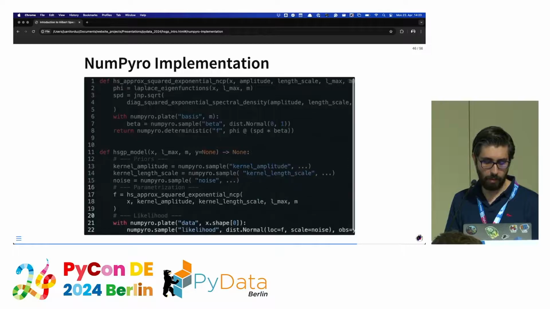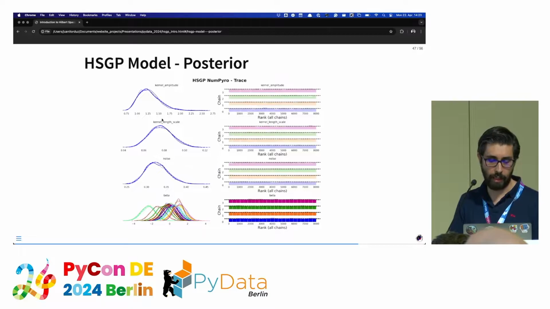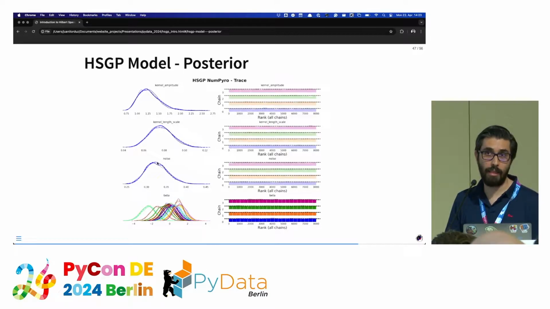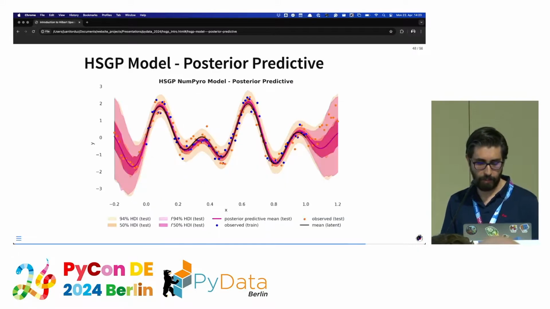I want to skip this because I want to show you the results that you get, which are the traces on the parameters, which are the kernel amplitude, the length scale, and the noise. These are almost the same as what you get with the vanilla Gaussian process implementation, but you also have all of these beta coefficients, which are the number of terms in the expansion, which are just linear terms. And this fits very, very fast. And this is the result that we get, which is very similar to what we got before. It's pretty much the same.